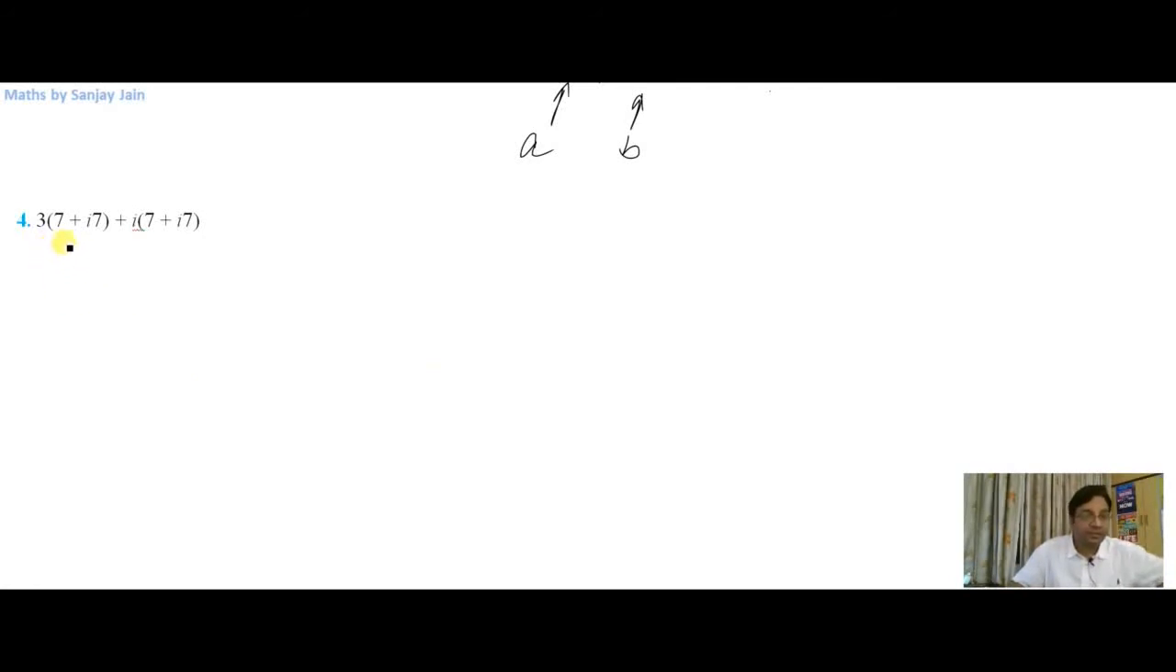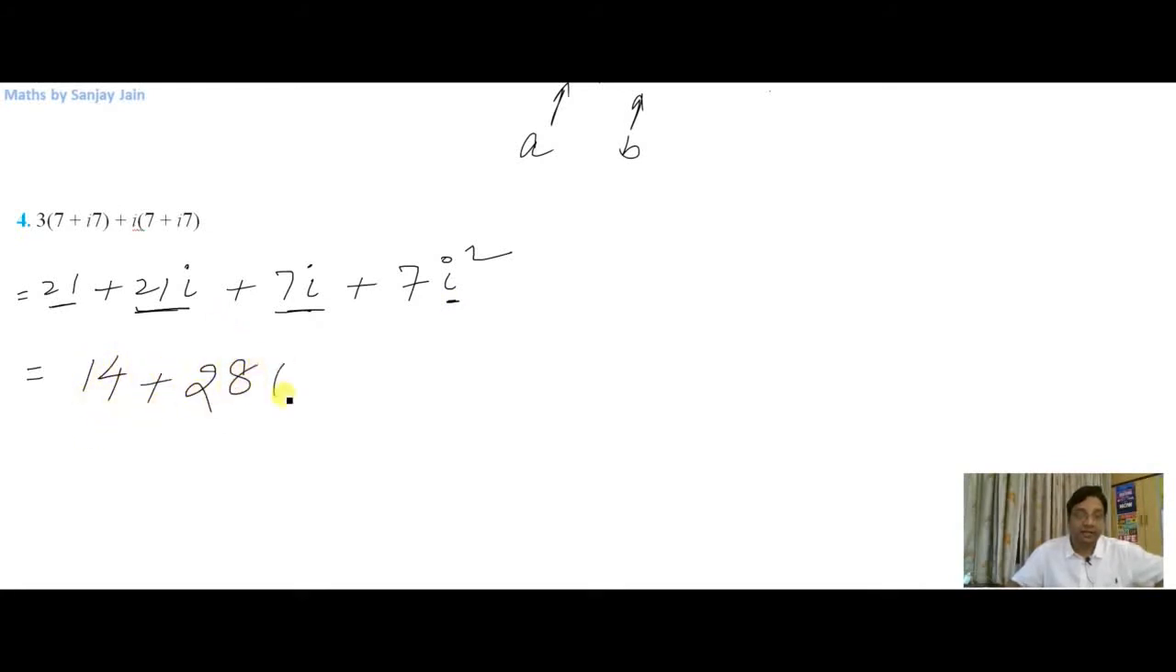Now the next one. The first part here is simple addition. So what I'll do is add the real part with the real part and the imaginary part with the imaginary part. So this is 21 plus 21 iota, and then this is 7 iota plus 7 iota squared, right? 21 iota plus 7 iota will give me 28 iota. 21, and this is minus 1, so 21 minus 7 will give you 14, and this is 28 iota, where this is A, this is B.